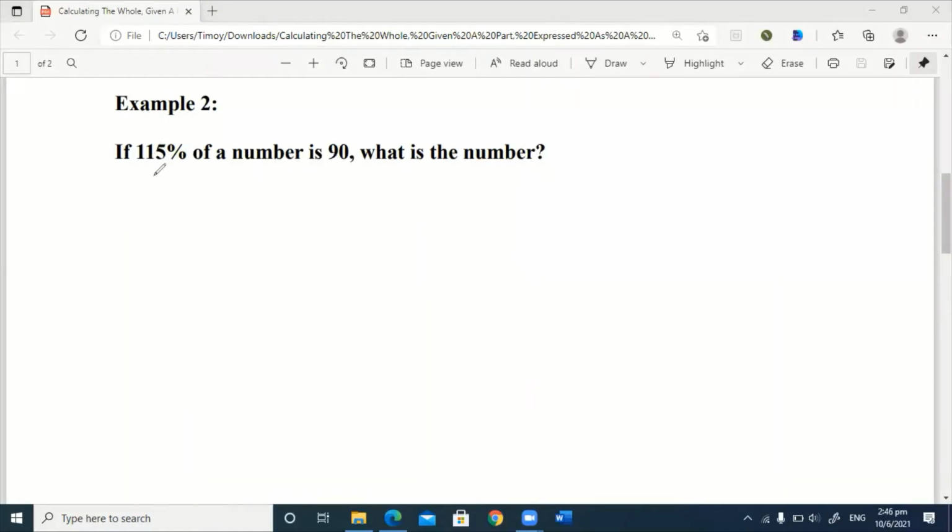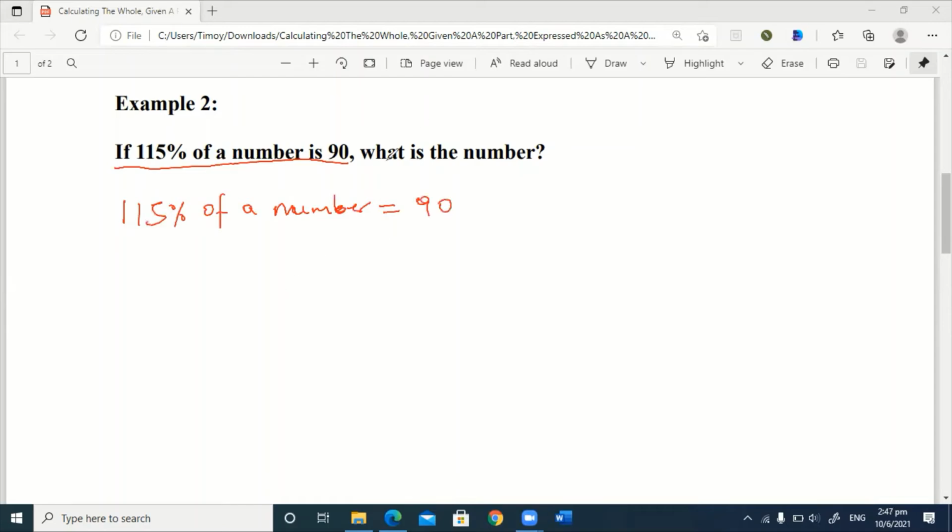Now to the second example. If 115% of a number is 90, what is the number? Again, we need to understand the question. So let's look at it piece by piece. If 115% of a number is 90, what are they saying? They are saying that 115% of a number equals 90. That's what they tell us.